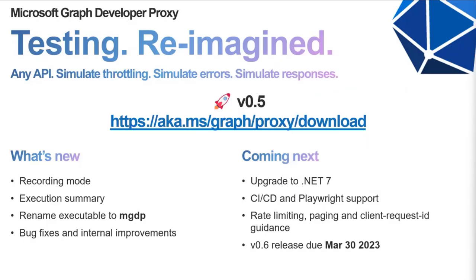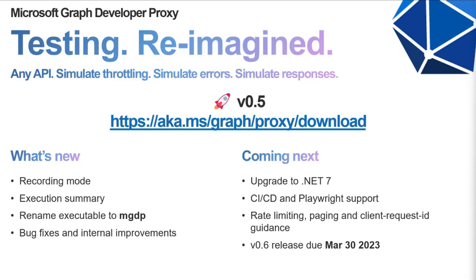So, Microsoft Graph Developer Proxy updates. We've not got an update this week, but just to remind everyone that we had the 0.5 release at the end of last month, which included a new recording mode and execution summary as well. So when you're doing the recording, you get a nice output of all the activity and requests that the proxy has intercepted. We made it easier to start the proxy by reducing the name of the executable down to 4 characters. So that's less typing for you to do. And we had lots of other bug fixes and internal improvements as we go through the iterations to our V1 release.